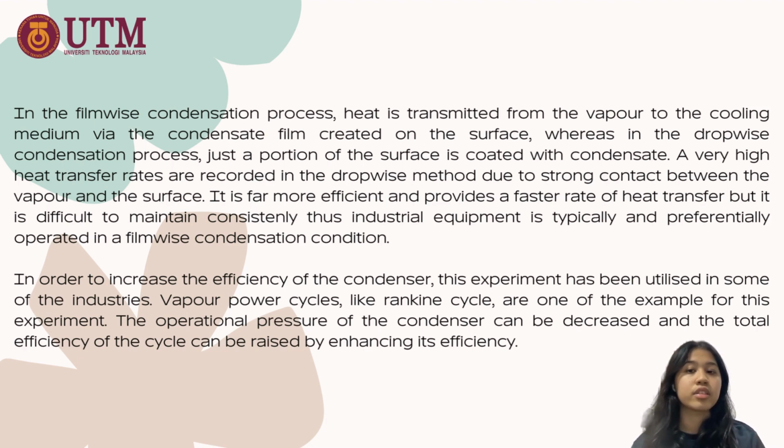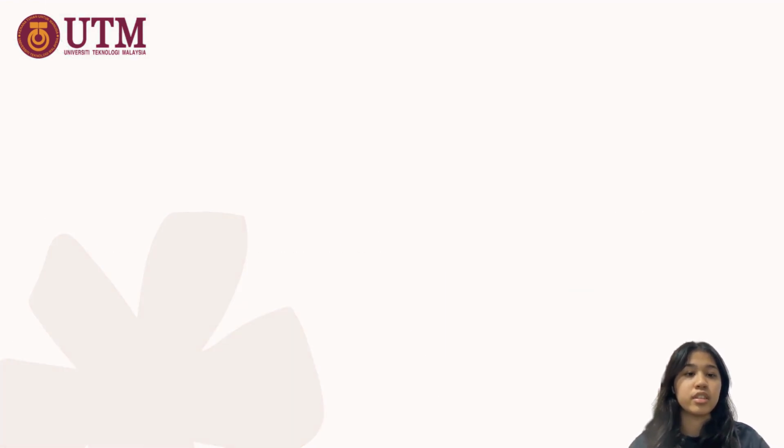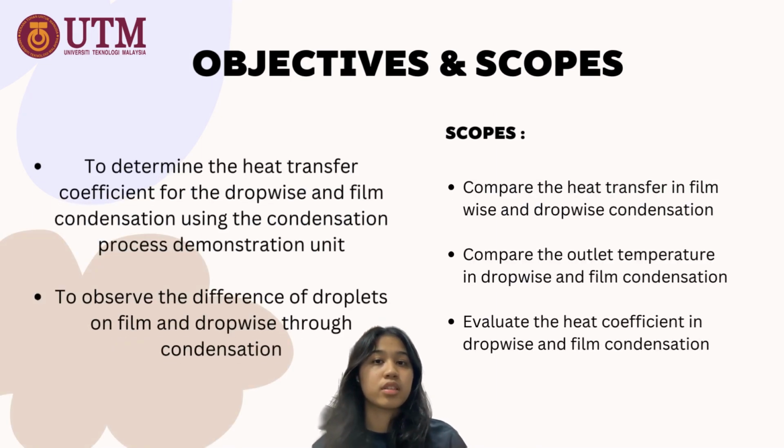In order to increase the efficiency of this condenser, this experiment has been utilized in some of the industries. Vapor power cycles like the Rankine cycle are one of the examples for this experiment. The operational pressure of the condenser can be decreased and the total efficiency of the cycle can be improved by enhancing its efficiency. The next one are objective and scope.